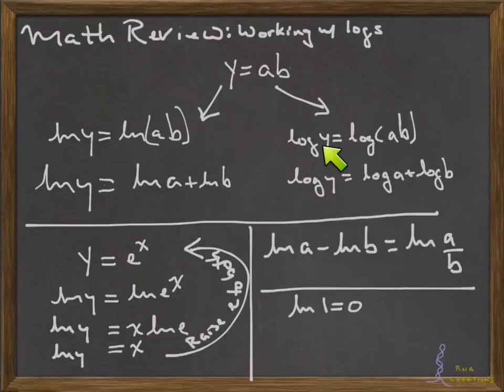We can do the same thing over here with log base 10, and then we keep that on both sides and end up with a parallel relationship. Log base 10 of y equals log base 10 of A plus log base 10 of B. We could also apply another log, say log base 2, which is often used in computer science for bits of information. We could just as easily apply that to both sides of the equation.